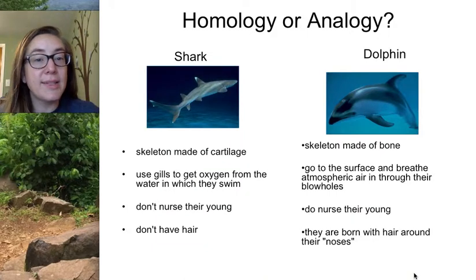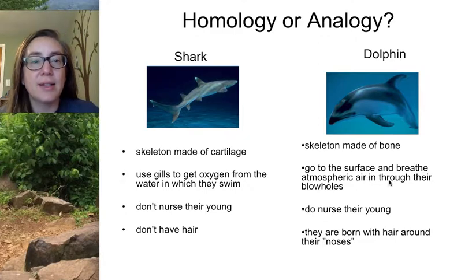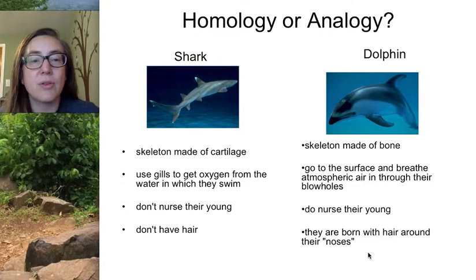So one example, let's talk about a shark and a dolphin. A shark has a skeleton, but it's made of cartilage, whereas a dolphin's is bone. A shark uses gills to get oxygen from its environment. The dolphin has to swim to the surface and exchange those gases with air, not water. Sharks do not nurse their young, but dolphins do. Sharks do not have hair, but dolphins are born with a little bit of hair around their nose.